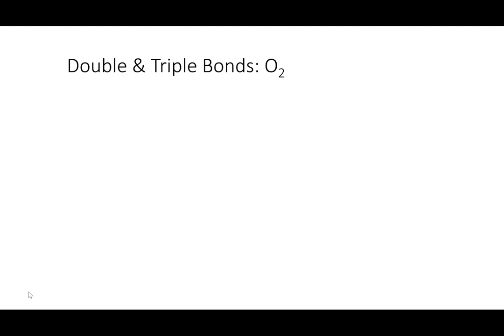O2. First thing you're going to do is determine how many valence electrons were brought to the party. So again, oxygen brings 6 valence electrons. There are 2 atoms of oxygen, so I have 12 valence electrons at the party. Step 2, draw the correct skeletal structure. Again, there's 2 atoms, so they're right next to each other.